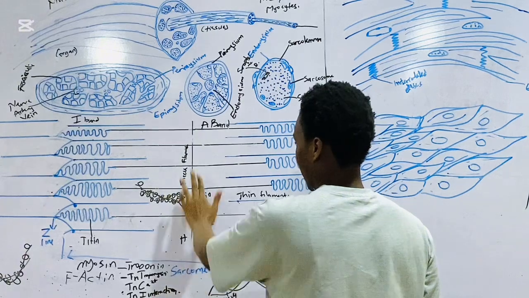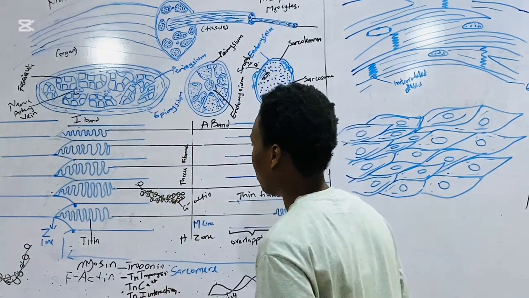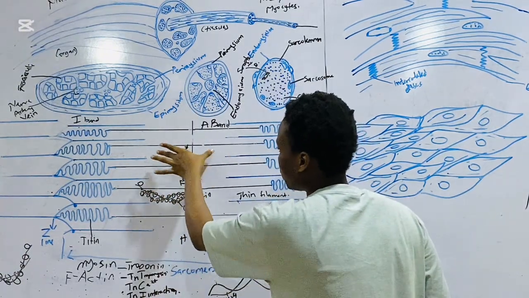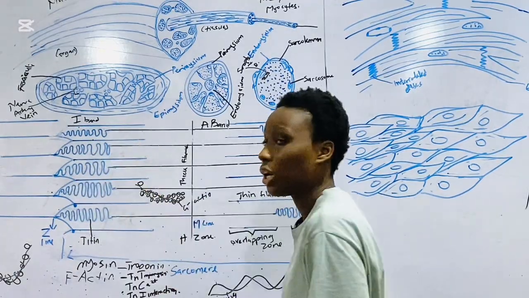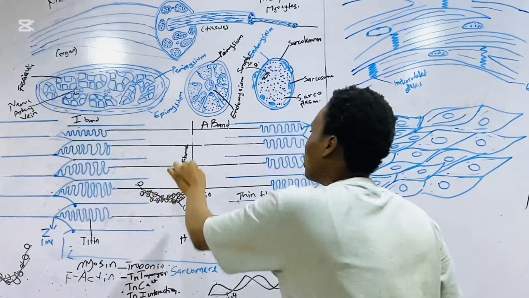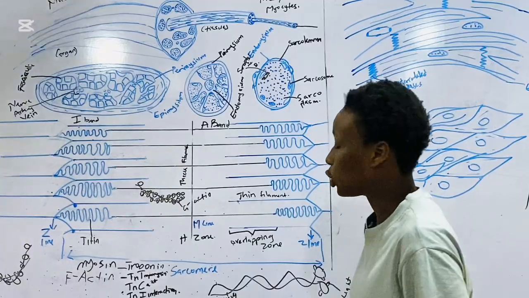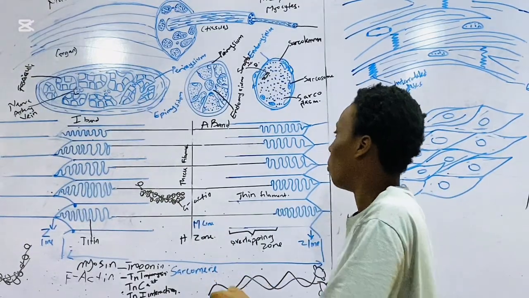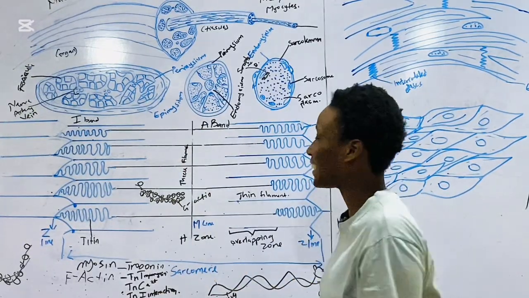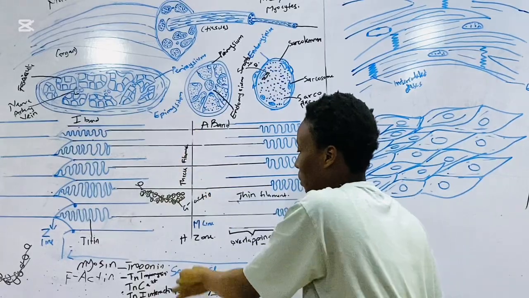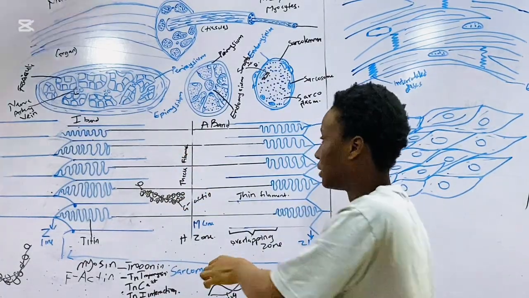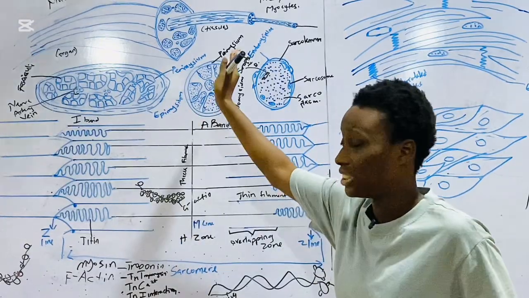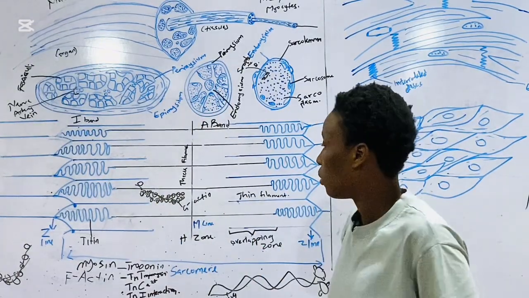This line here that we're seeing is called the M line. This horizontal part is the thick filament. This horizontal part is also the thin filament. This vertical line here is called the M line. The M line bisects the thick filament. It bisects the A band like this. It runs across the entire myofibril.